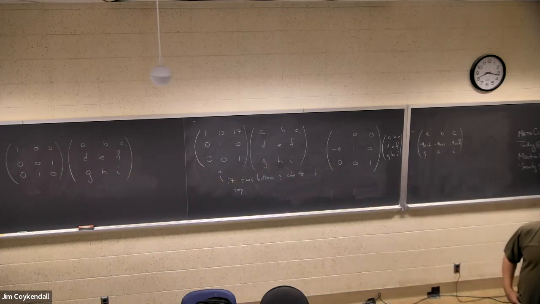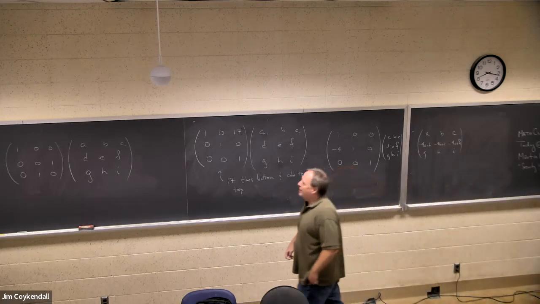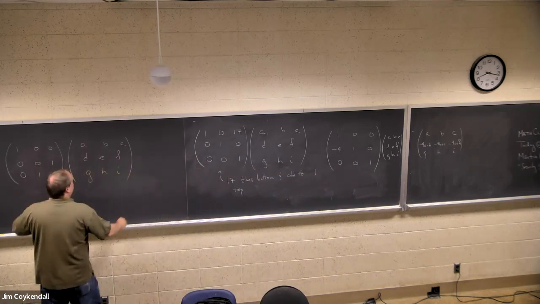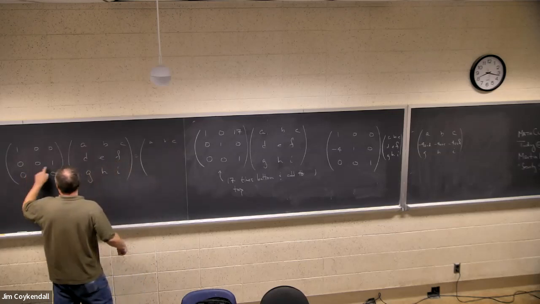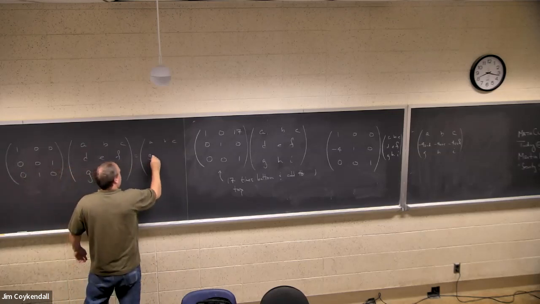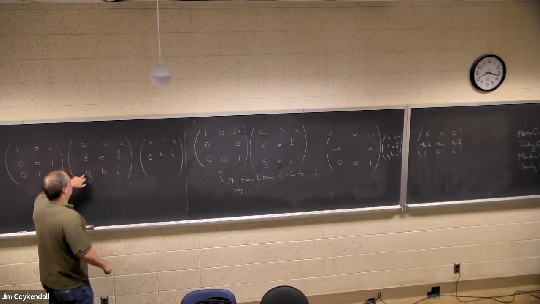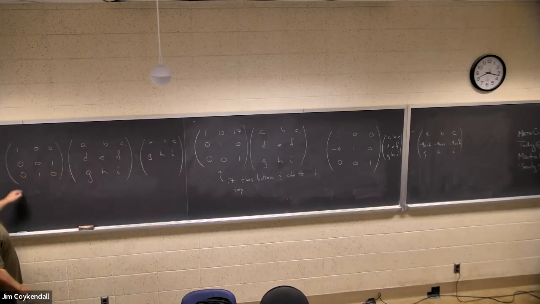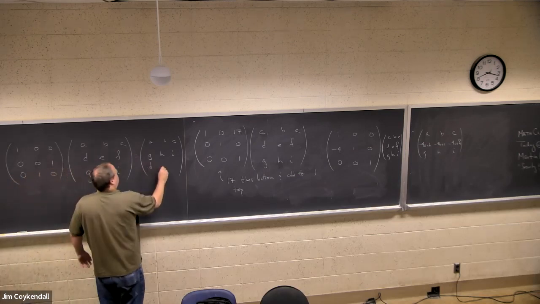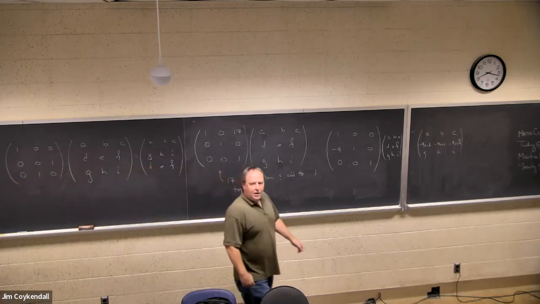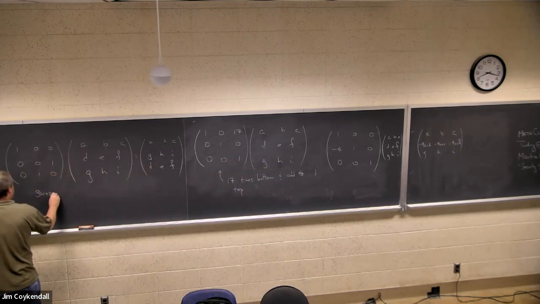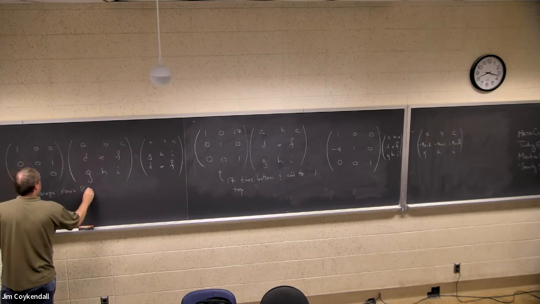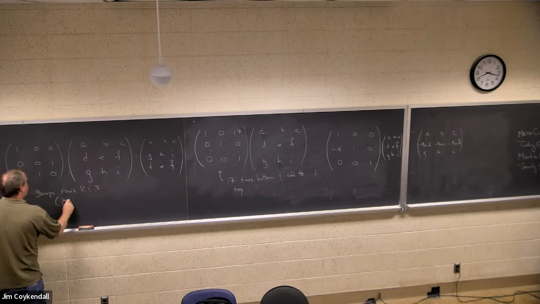Can anybody describe what this matrix does? Yes, it just switches the middle and the bottom. That is correct. What this will do is give me the same top row, but now this gives the bottom row here, promotes it to the middle, and this last one demotes the middle to the bottom. So this swaps rows 2 and 3. This is called a permutation matrix.